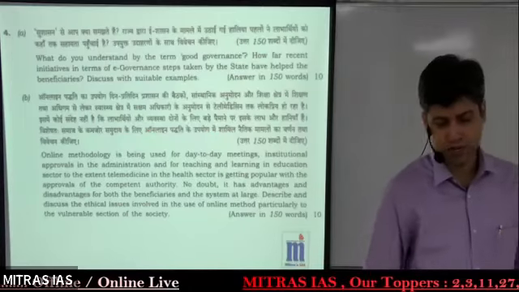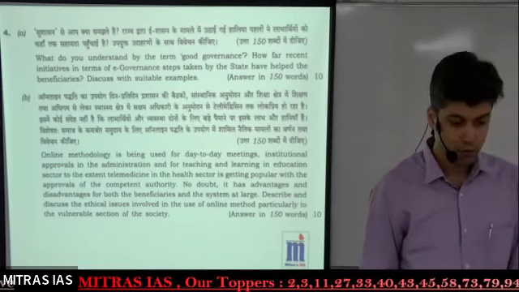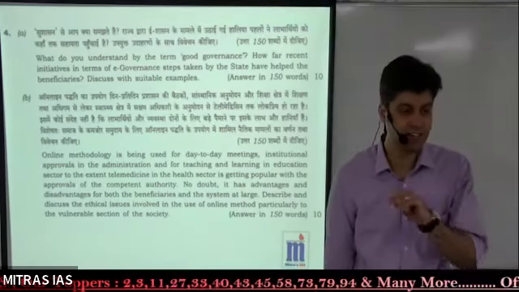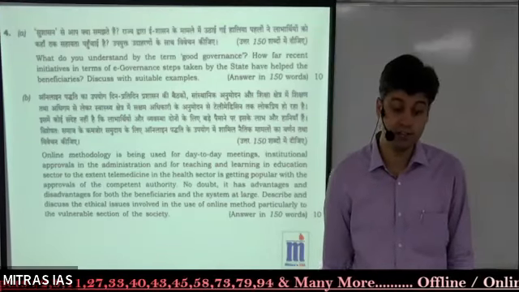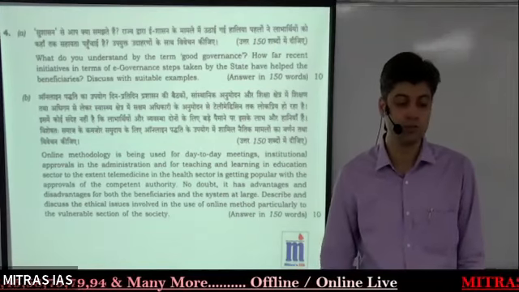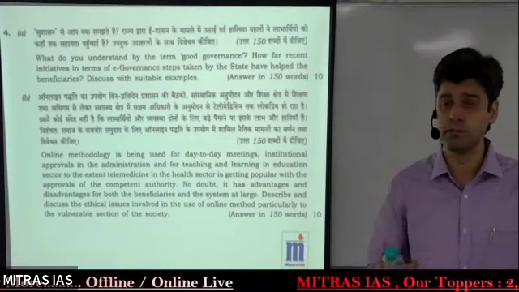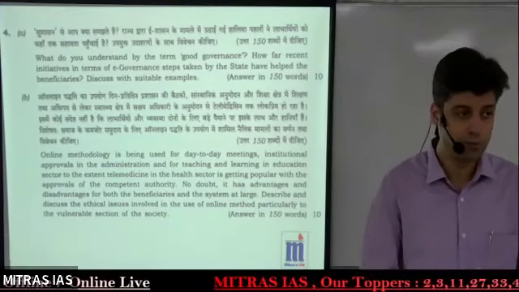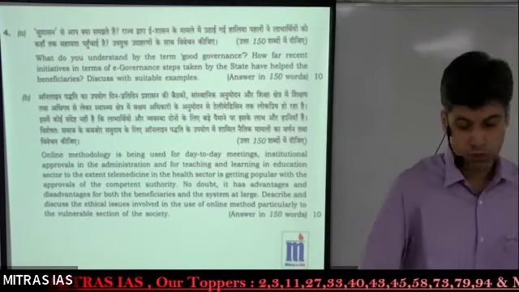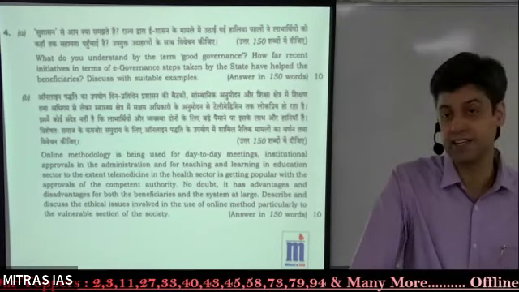So this was all in GS 1, 2, 3. GS 4, I'll not do analysis, but I'll just read the question and we can discuss it. What do you understand by the term good governance? How far have recent initiatives, in terms of e-governance steps taken by the state, helped the beneficiaries? Discuss with suitable examples. When you say recent examples, there are a lot: apps, initiatives, training programs like this and that, right? So you can write a lot here, but it has to be recent initiatives.